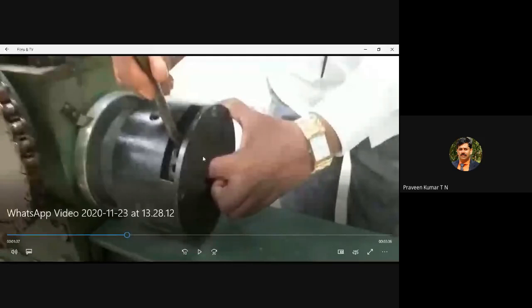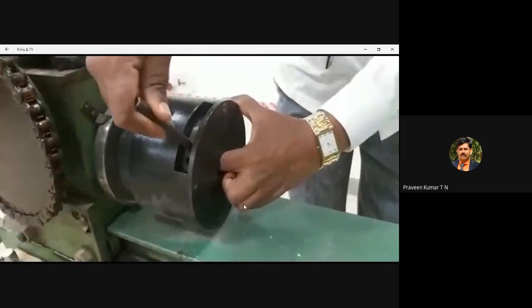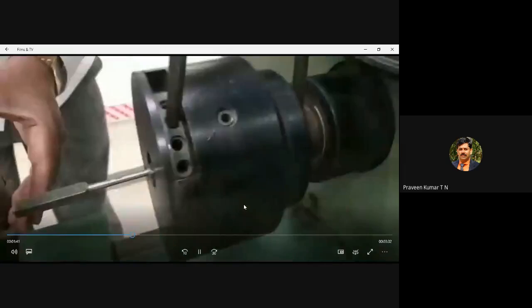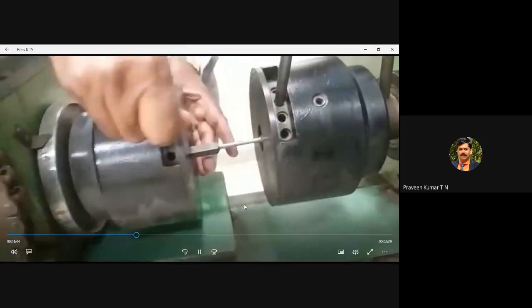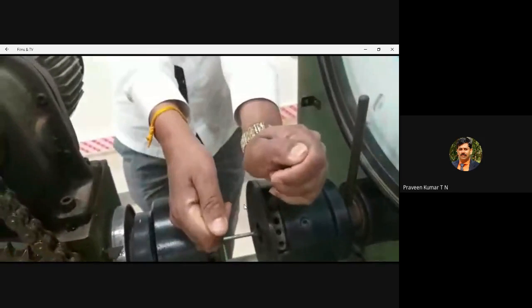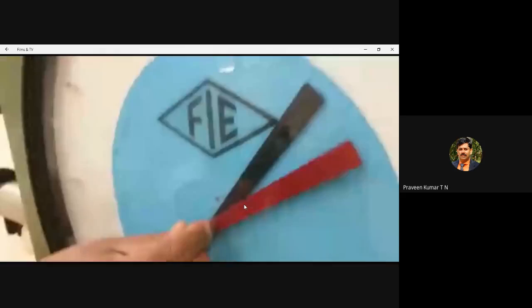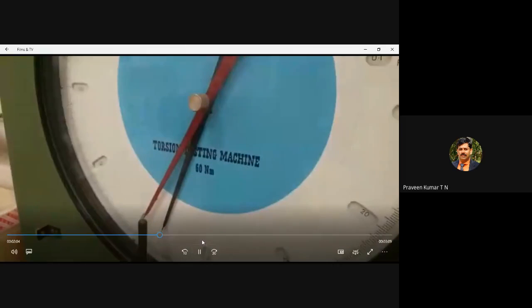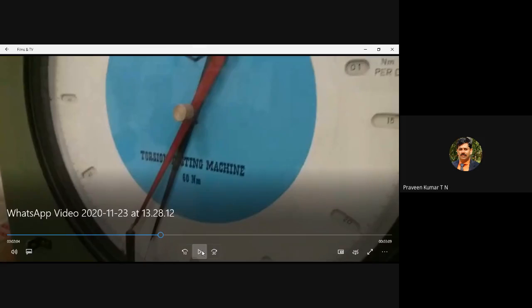First, you have to mount the specimen properly in the jaw or gripper. Then only you can apply torsional load. This indicates how much torsional load is applied. The maximum loading capacity is 60 Newton meter. Even the scale maximum loading is also 60 Newton meter.